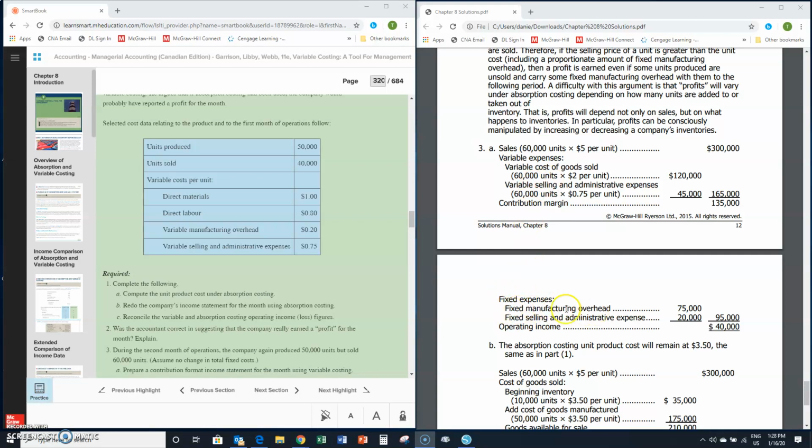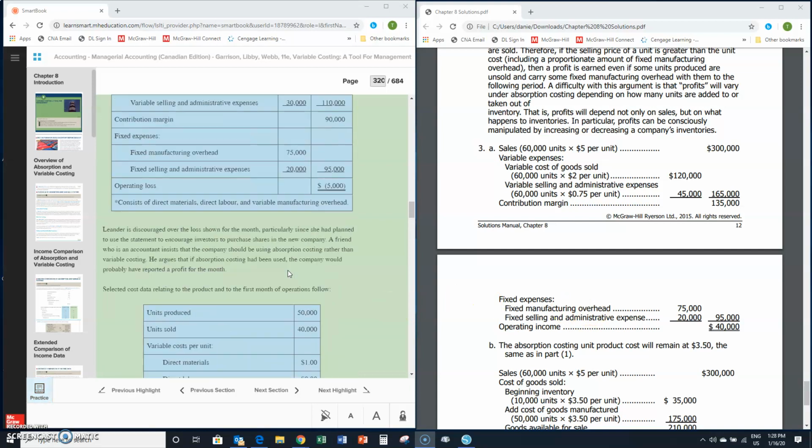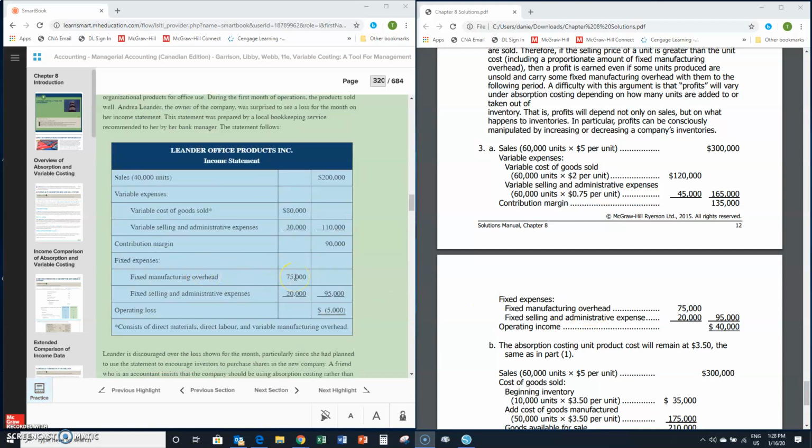Fixed manufacturing overhead, 75,000. And fixed selling and admin expenses, 20,000. Both from our statement from last time, because it said there was no change in fixed expenses. So our fixed expenses total 95,000. Subtract that from our contribution margin, we get an operating income of 40,000.